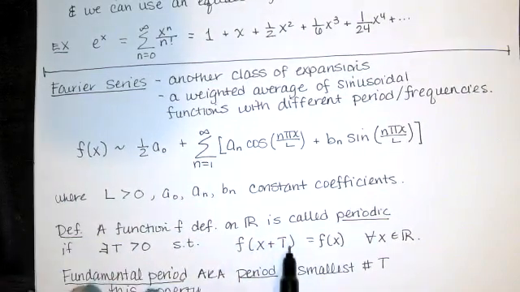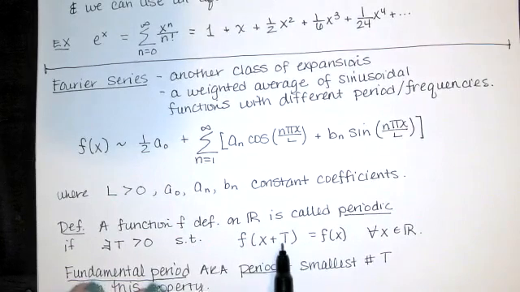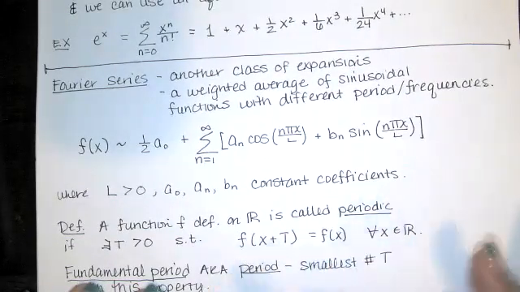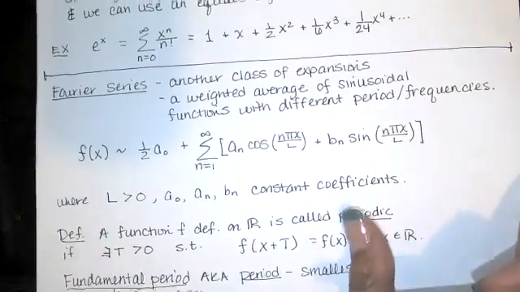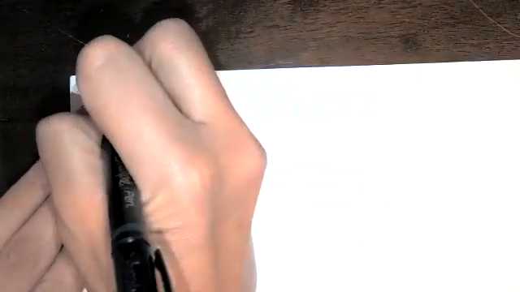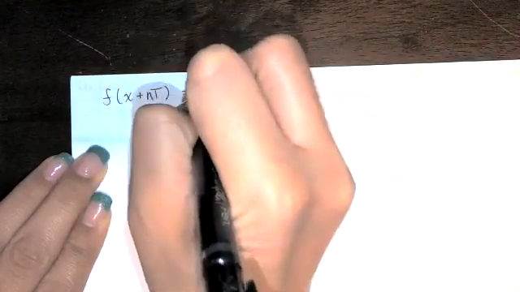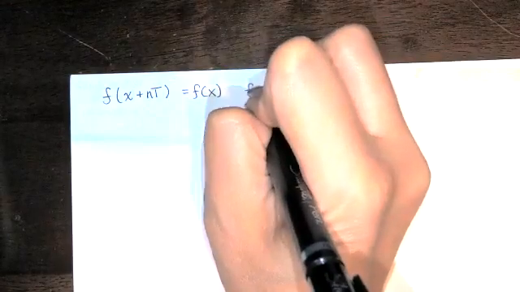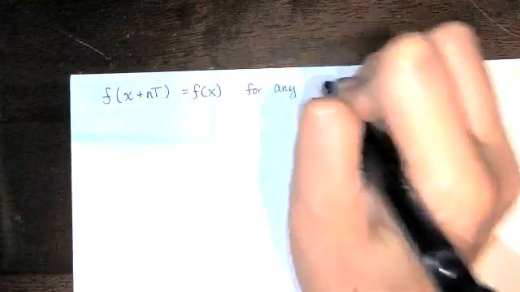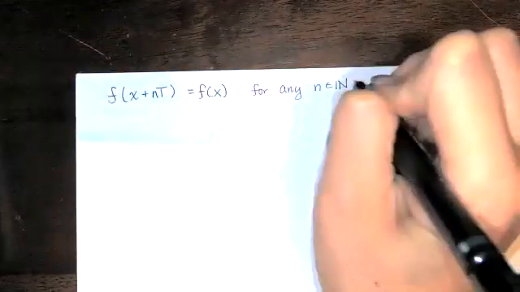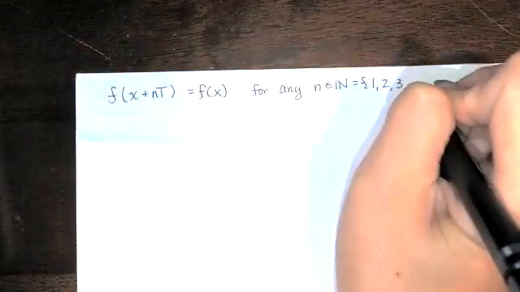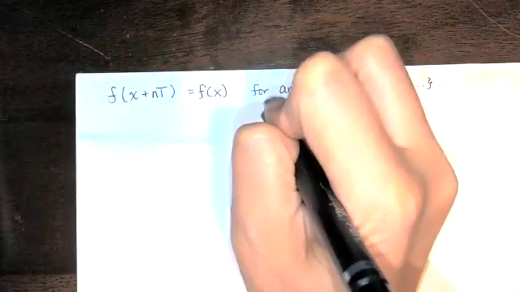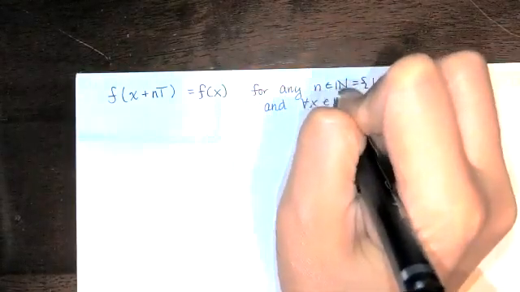And of course, I could add that n times. If it repeats every t, it's going to repeat every nt, where n is a positive integer. Sort of obviously, that's true. That's for any natural number n. So those are our counting numbers, 1, 2, 3, and so on. And for all x in the reals.